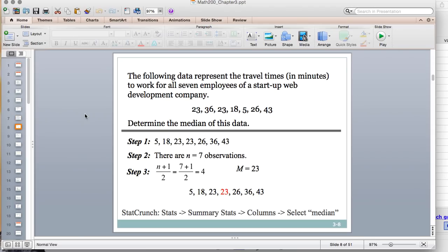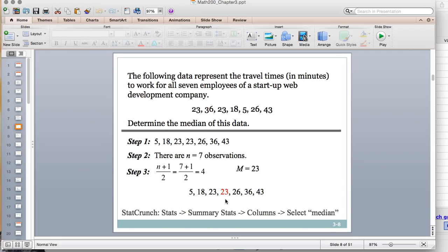So if we look back at our observations here that we have for our 7 startup employees, you can see here we've just arranged them from smallest to largest, 5 all the way up to 43. And if you notice, we have 7 observations, which is an odd number. So all we need to do is add 1 to the number of observations and divide by 2. So we get 4. So we know that our middle observation is going to be in the 4th spot here. So our median is going to be 23.